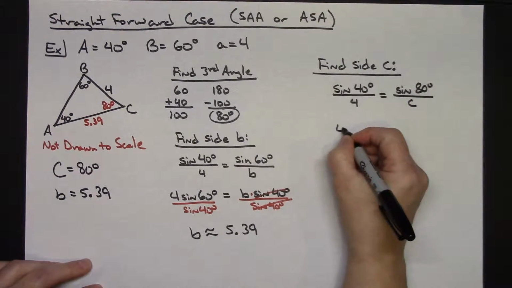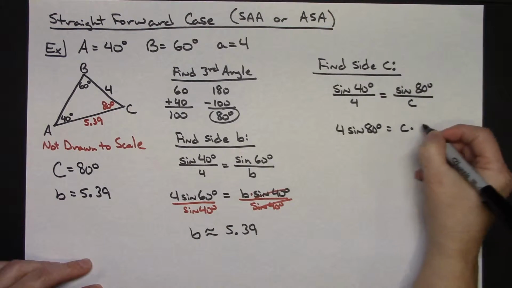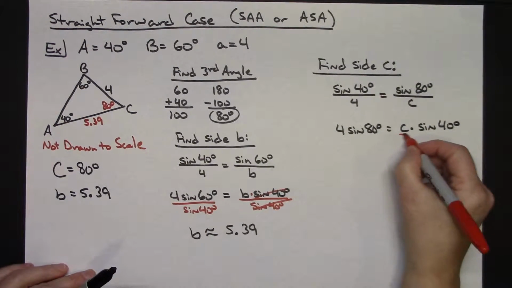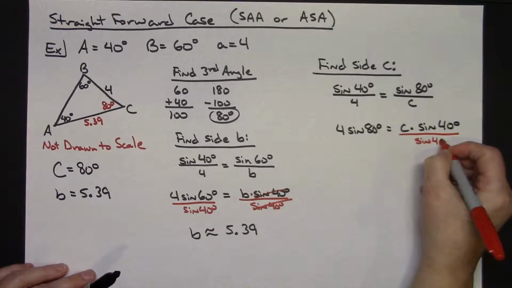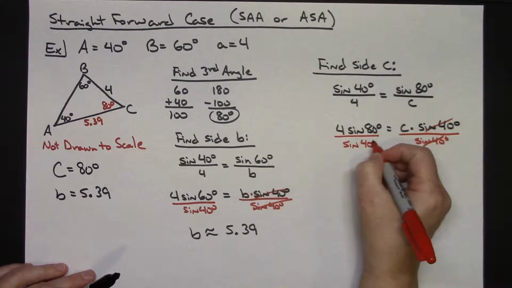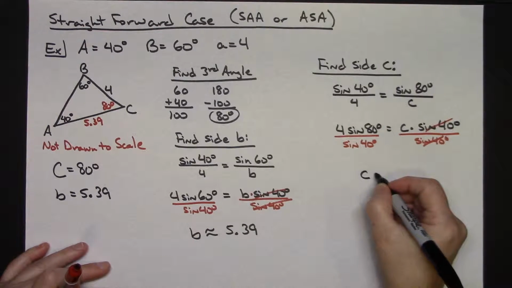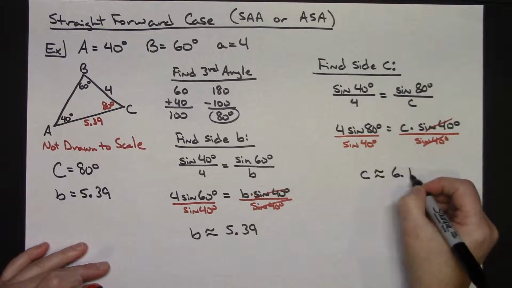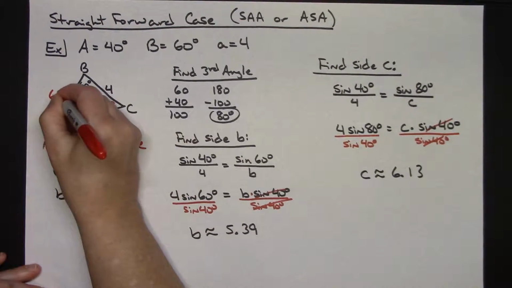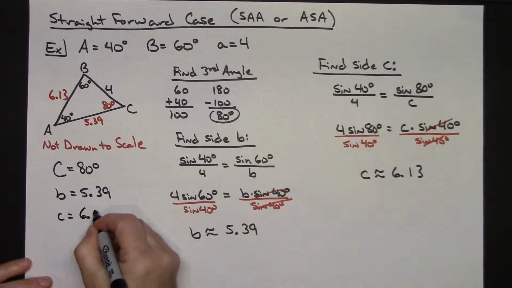Again, cross multiply. 4 times the sine of 80 degrees is equal to C times that sine of 40, dividing both sides by the sine of 40. Then I have an expression that I can enter into the calculator. You can completely enter that in, and C is going to be approximately 6.13 once you round that. So I could add that to my triangle over here. Last value, lowercase c, is equal to 6.13.